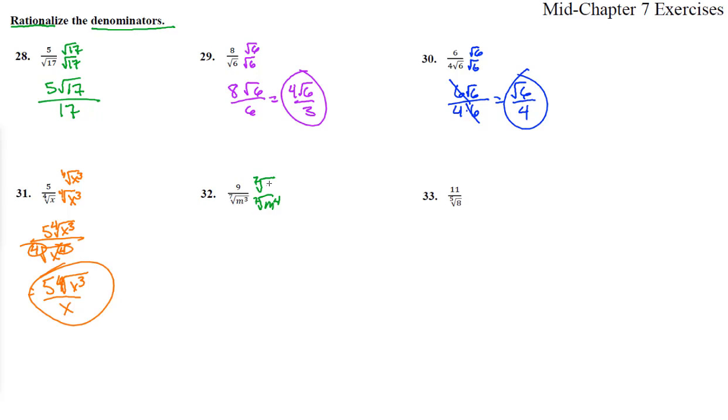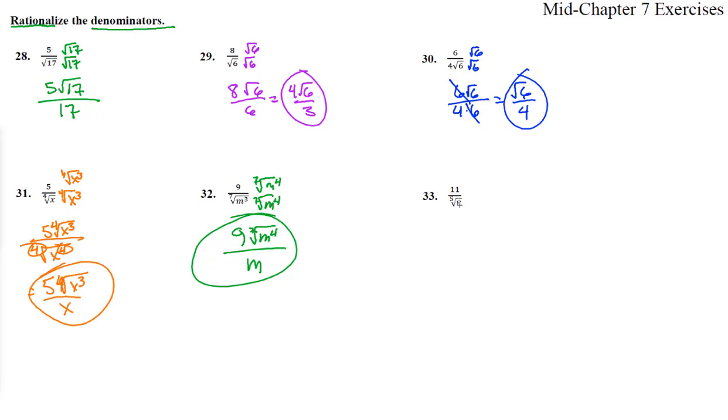So we need to times it by something that will give us a perfect 7th power, and we already have 3 of them. So we get 9, 7th root of m to the 4th. That is irrational on the top, but on the bottom, we have m. No radical at all. Oh, that's nice. That's nice. All right, now number 33.